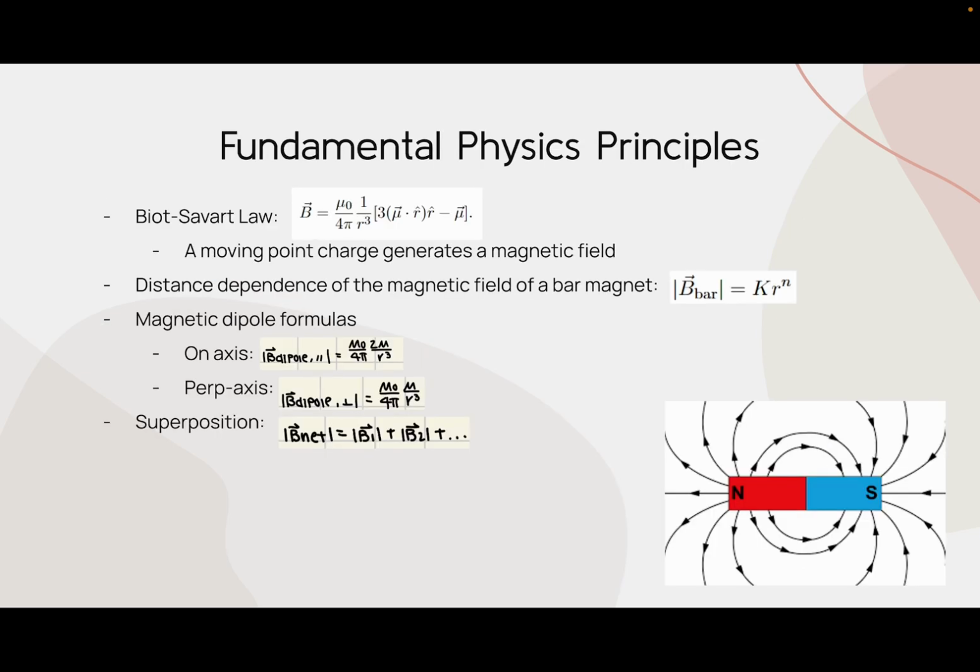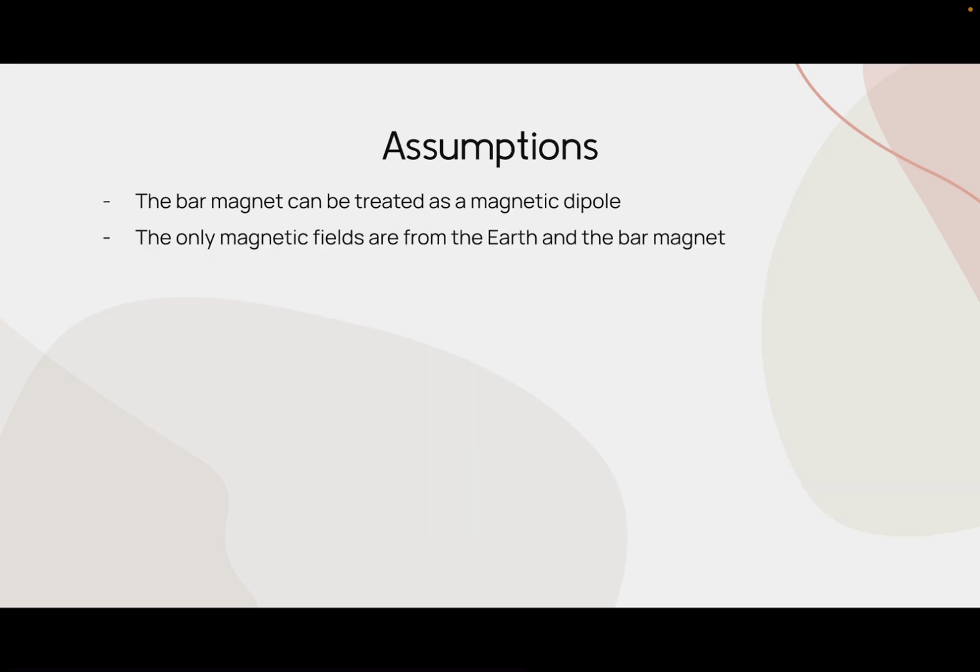Some of the fundamental principles used in this lab are the Biot-Savart law, which says that a moving point charge generates a magnetic field, and this is the formula we're going to use in this lab specifically. Then also the distance dependence of the magnetic field of a bar magnet, which is B bar equals K R to the N, and the magnetic dipole formulas for on-axis and perpendicular axis, and superposition, which means that the net magnetic field is equal to the sum of the magnetic fields. Some assumptions for this lab are that the bar magnet can be treated as a magnetic dipole, and the only magnetic fields are the Earth's and the bar magnet's.